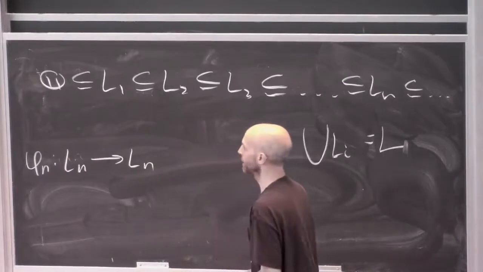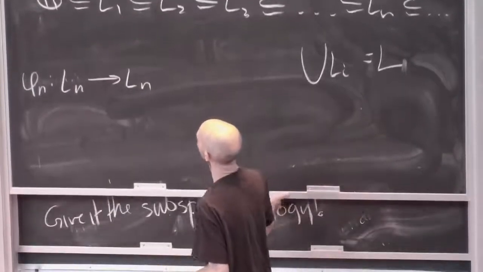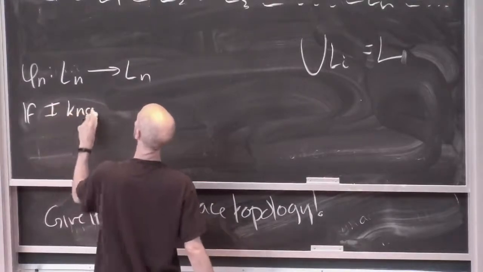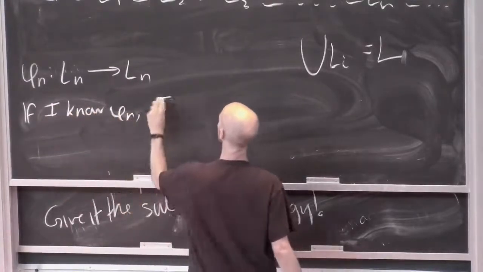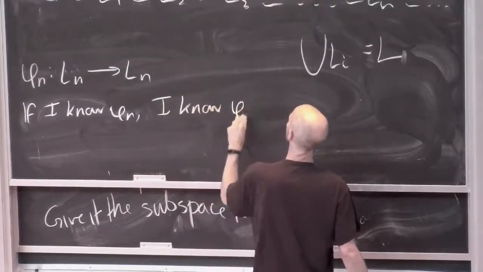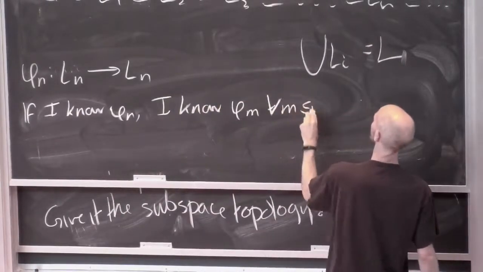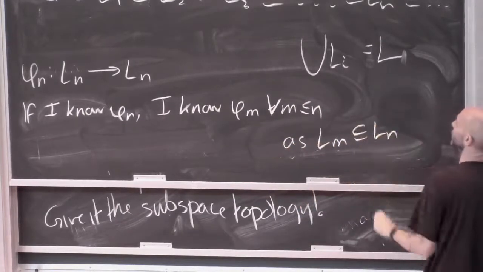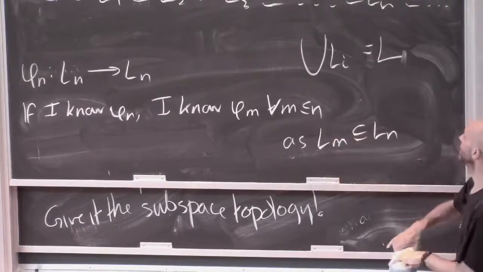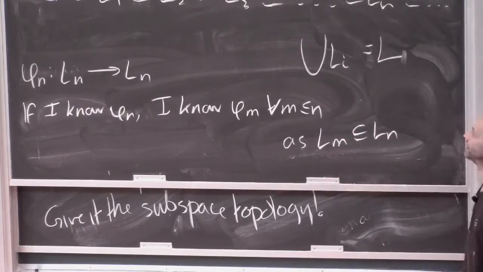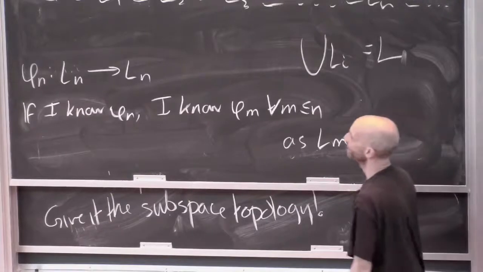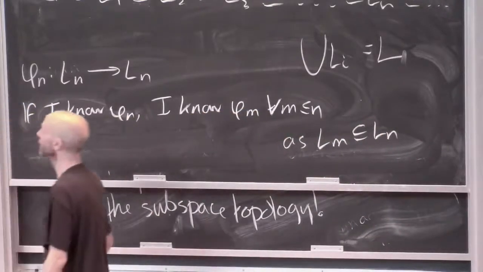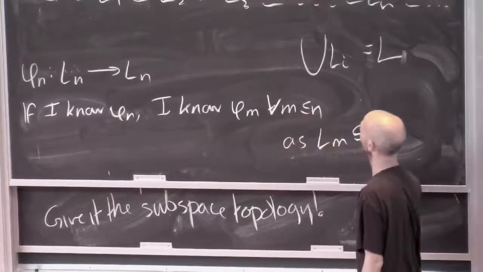And the thing you need to realize is, of course, if I know phi n, I of course know phi m for all m less than or equal to n, right? Because Lm lives in Ln. So if I know what phi is doing on all of Ln, then I certainly know what phi is doing on Lm, because it's just the restriction. So if you think about it, I've just proved that this map is far from surjective. And in fact, I've told you what the image is now.